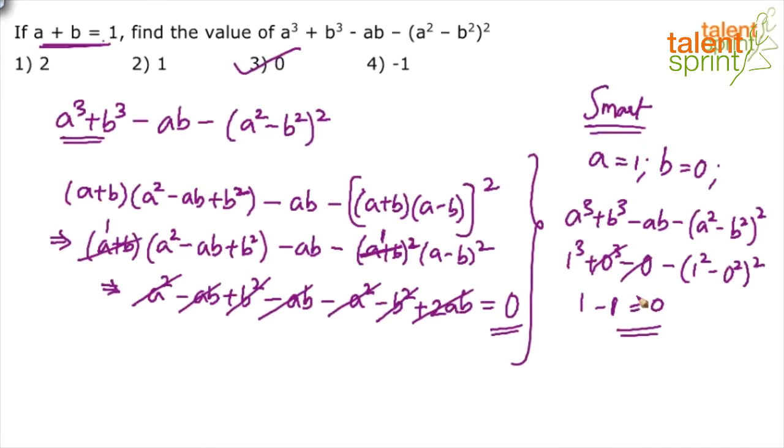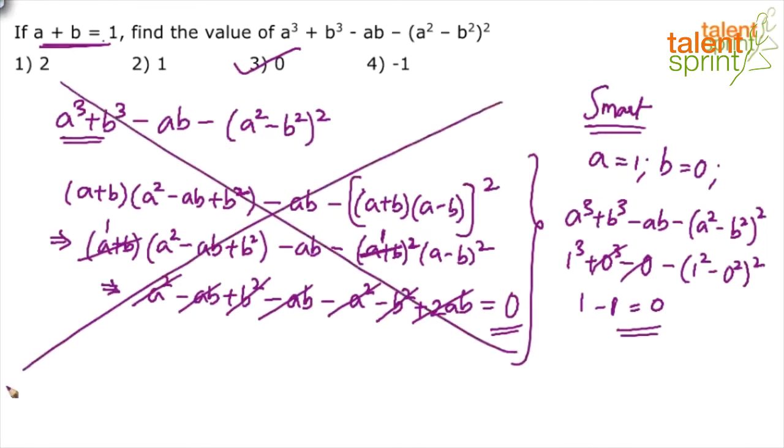You're able to follow. You can try the same thing by taking b equals to 1 and a equals to 0, right? Or b equals to 0.5, a equals to 0.5. Always you'll get the same result, 0. Only one option says 0 here, right? So option 3 is the answer. So avoid these conventional methods and try to do it in a smart way using substitution. Okay, just make sure that you don't violate any of the conditions given in the question.